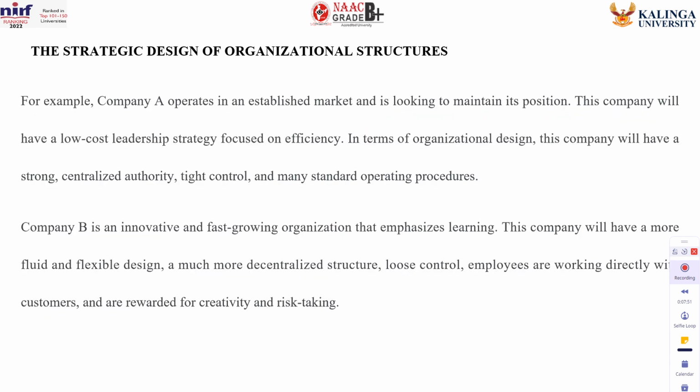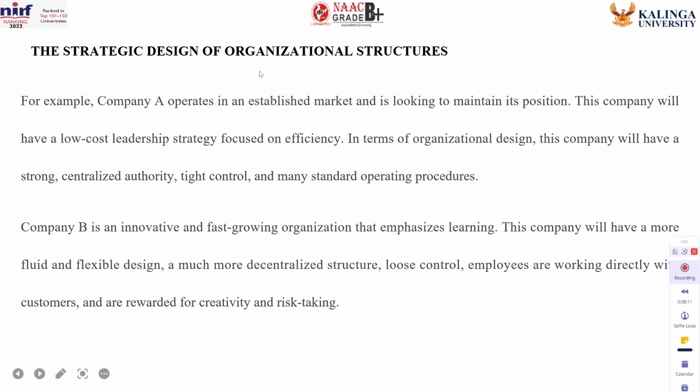The strategic design of organizational structures. So, for example, company A operates in an established market and is looking to maintain its position. This company will have a low cost leadership strategy focused on efficiency. In terms of organizational design, this company will have a strong centralized authority, tight control, and many standard operating procedures.